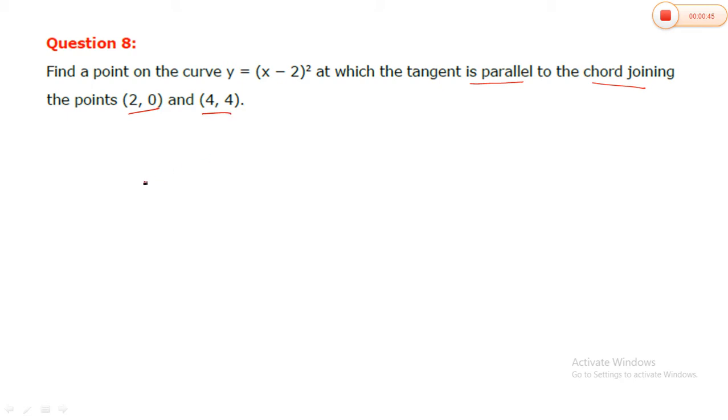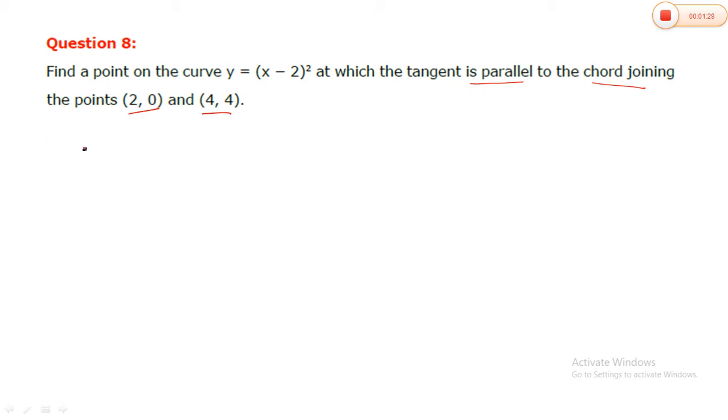To find the point on the curve where the tangent is parallel, we know that the slopes of parallel lines are equal. The chord joining two points means, using the two-point form, we have to find the slope of the line, that is the slope of the chord, using y2 minus y1 divided by x2 minus x1. We have to make that equal to dy by dx of y equal to (x minus 2) whole square.